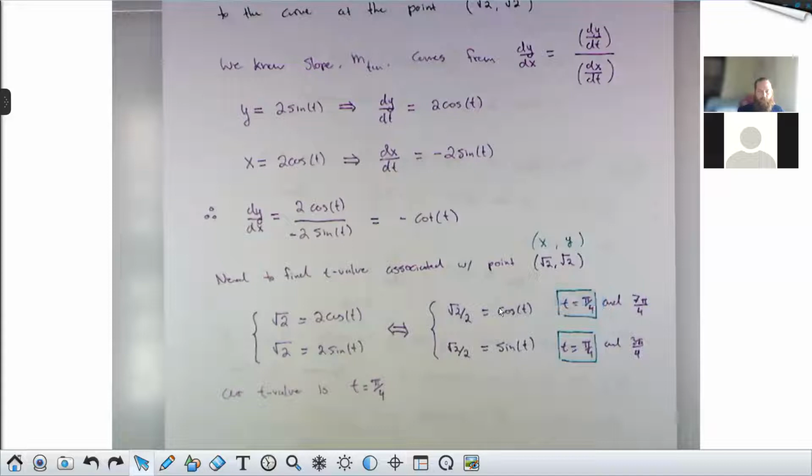So I know when t is pi over 4, the x coordinate will be root 2. I know when t is 7 pi over 4, the x coordinate will be root 2. Okay, that doesn't quite get me there, so I look at the y coordinate. I know when t is pi over 4, the y coordinate will be root 2. And I know when t is 3 pi over 4, the y coordinate will be root 2. So when are both the x and the y equal to root 2? When t is pi over 4. That's when both of these are true. We'll look at it from the geometric perspective also. Well, let's go ahead and finish. We're almost done.